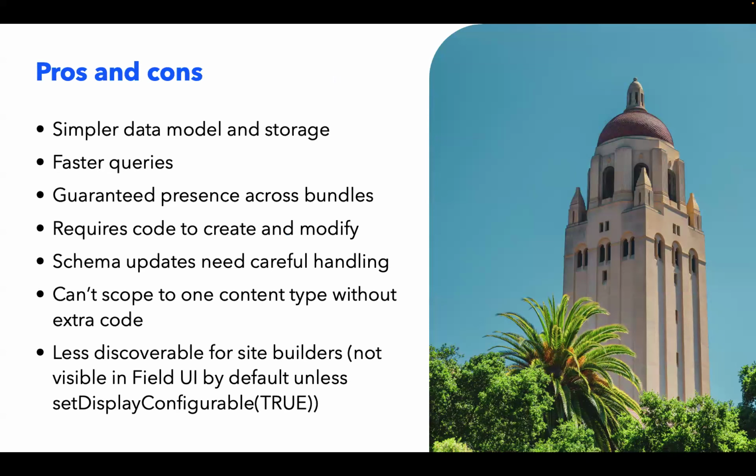So the pros and cons of using a base field, the data model, as we saw earlier, and how it's stored is simpler in that you don't have as many different tables that need to be combined in order to get the data. It's stored more efficiently, which can result in faster queries. Specifically with views, if you're doing a lot of filtering on this data, it can reduce the amount of complexity in the database query quite a bit. It is guaranteed to be consistent across all bundles for your entity type. So you have ensured that consistency.